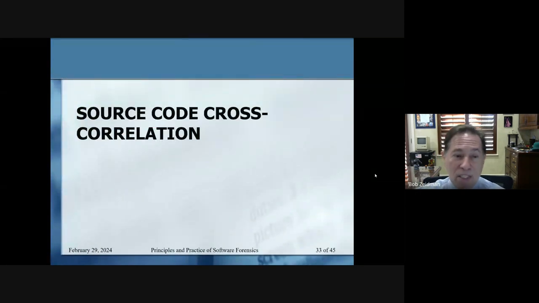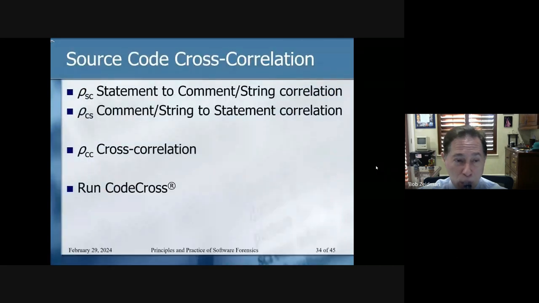Then there's some other things that I'll talk about. Source code cross-correlation. So this I think is interesting.